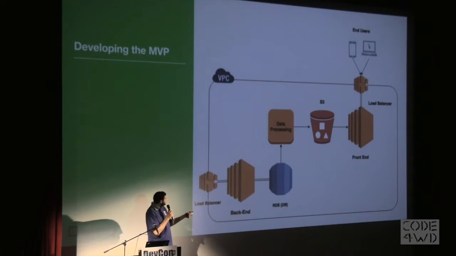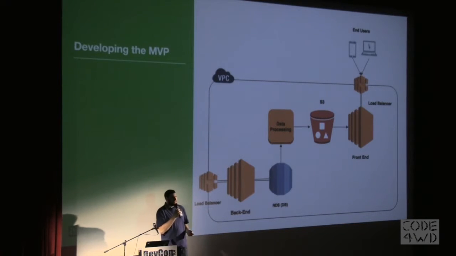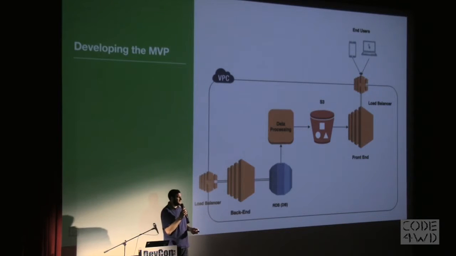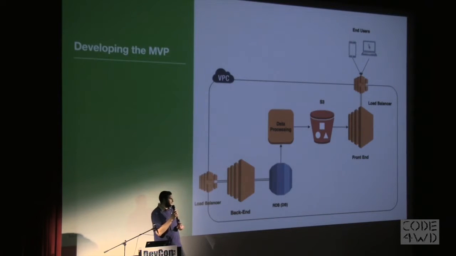And then we have something called data processing. Data processing is a whole bunch of microservices that are running there. We only have two links, from the database and then to this S3 bucket. But there's a lot happening behind the scenes there. It's talking to Google Play, and it's talking to our business logic, and it's talking to our analytics.